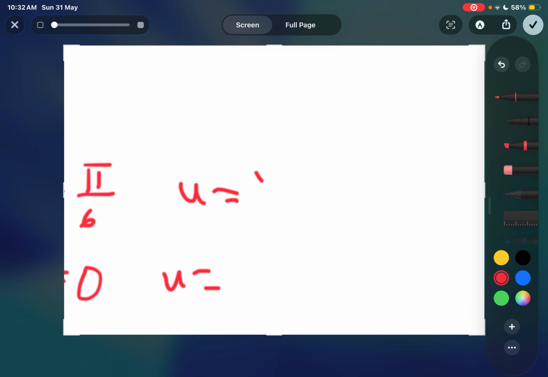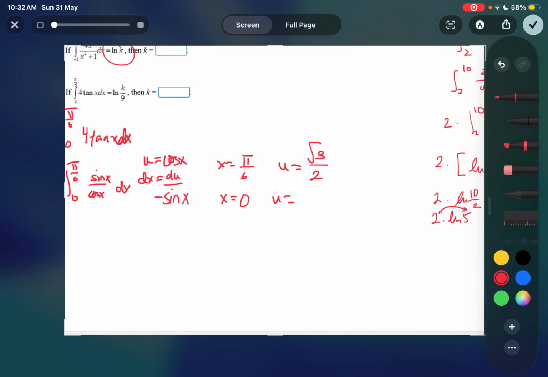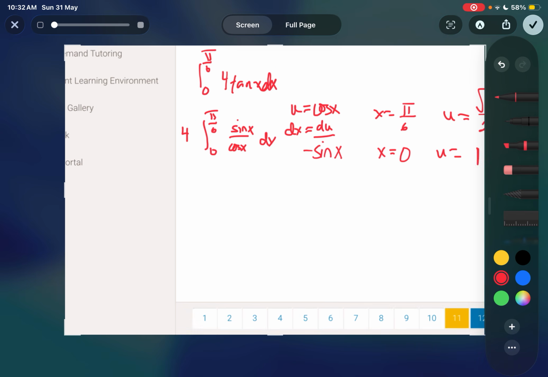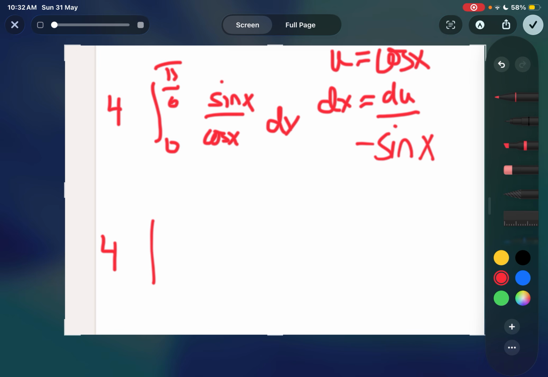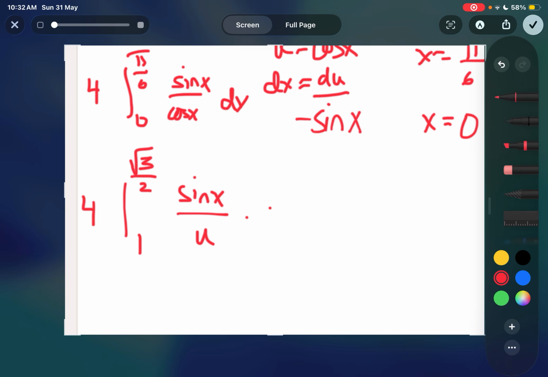Okay, so this one will become radical 3 over 2, and then cosine of 0 is 1, I think. Yeah, 1. So now you have the new boundaries. So now the new boundary is 4 integral from 1 to radical 3 over 2, and then sine x over u, because cosine x is u, times du over minus sine x.